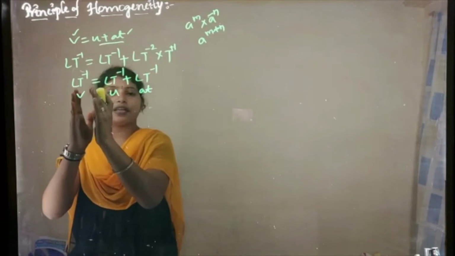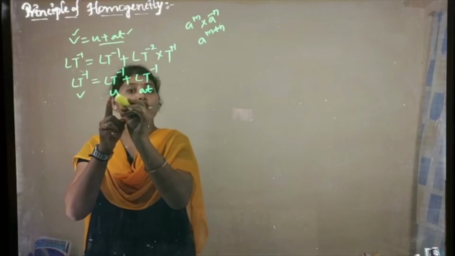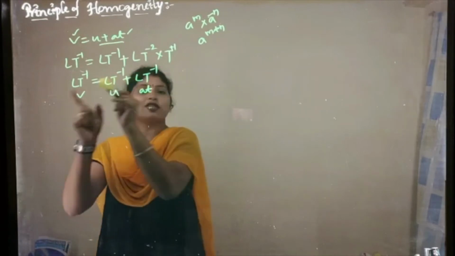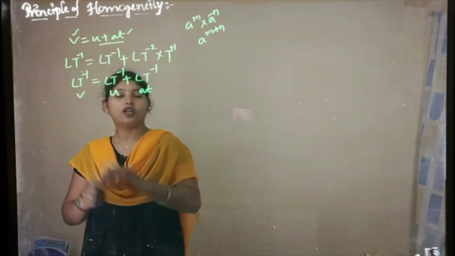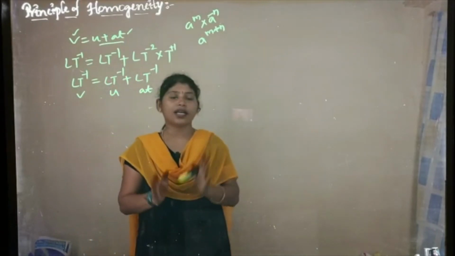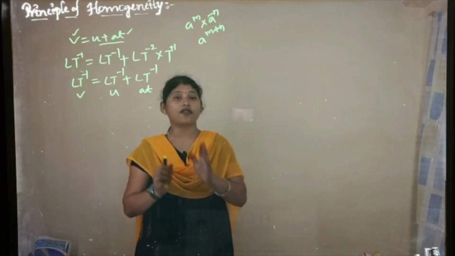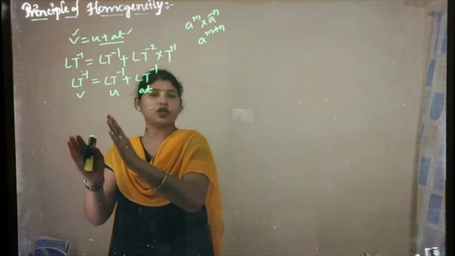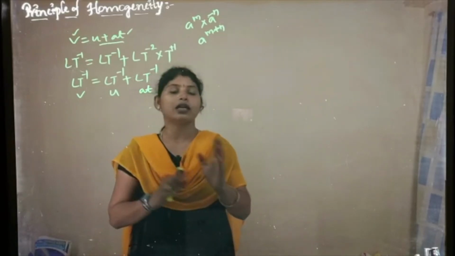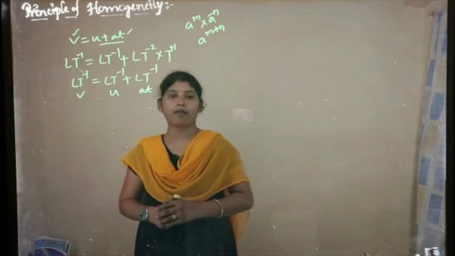Here v is the left hand side term, with dimensions L T power minus 1. The right hand side has two terms, but the dimensions of each of them should equal the left hand side term. This represents the homogeneity principle. When we consider any dimensional equation, the dimensions of each term should equal the dimensions of the terms on the other side. That is the homogeneity principle. So we are solving the problems from this.